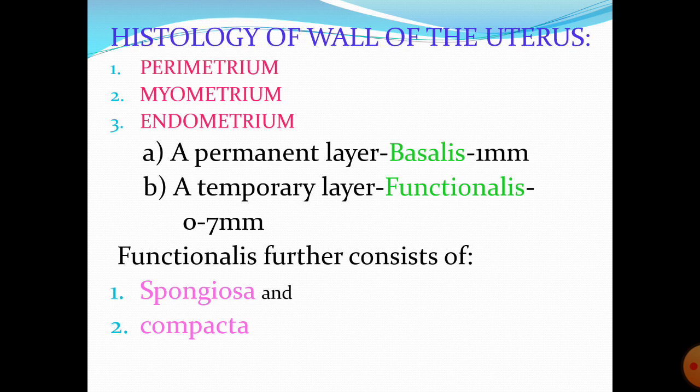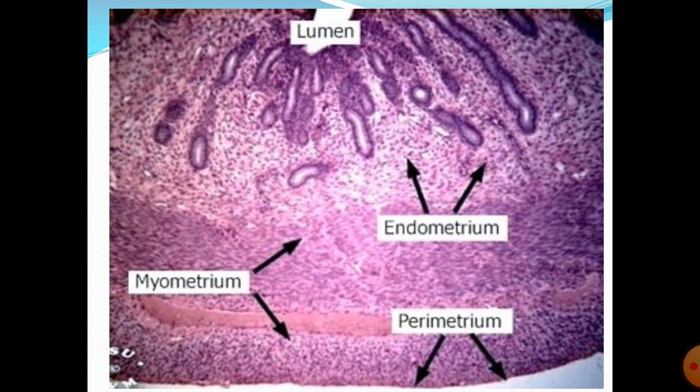Then I have already briefed about the histology of the wall of the uterus, about perimetrium, myometrium and endometrium. Endometrium has two layers, basalis and functionalis. Functionalis is further divided into spongiosa and compacta. This is the picture of the uterus showing the lumen in the center followed by the various layers of endometrium, which are the seats of menstruation. Endometrium is followed by myometrium, which consists of smooth muscle fibers, that is followed by perimetrium.